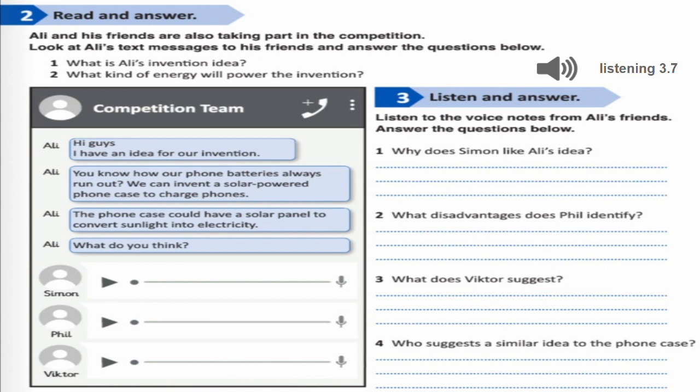Hello, Ali. I'm not really sure about this idea. Will it actually work? What happens if I can't leave my phone outside to charge? Or what if I want to charge my phone at night? I think we need to consider these problems.